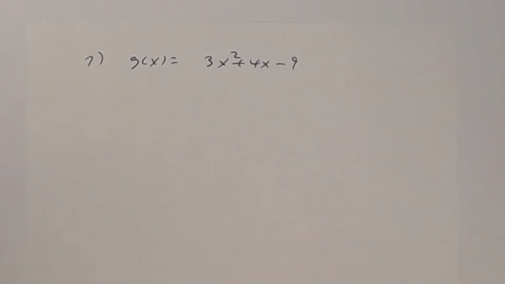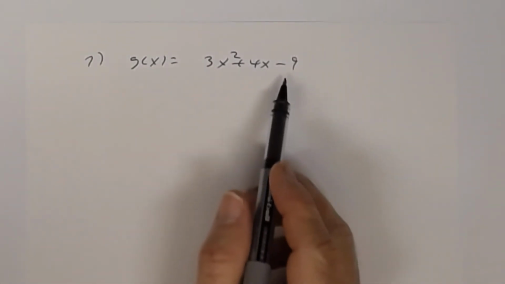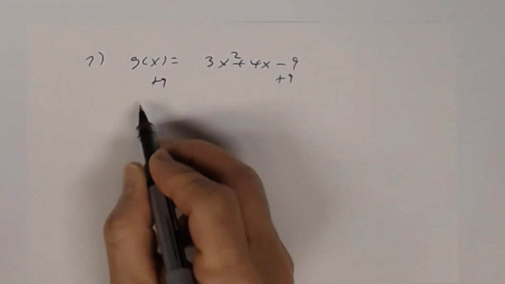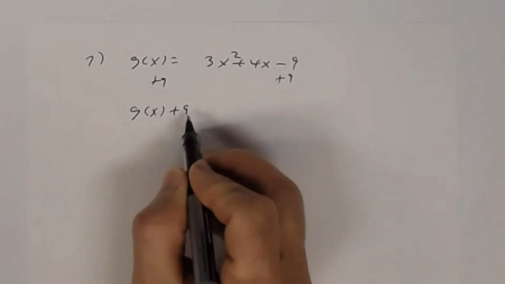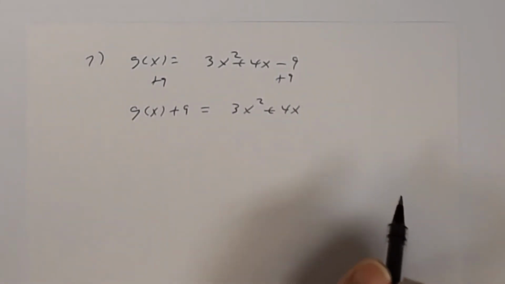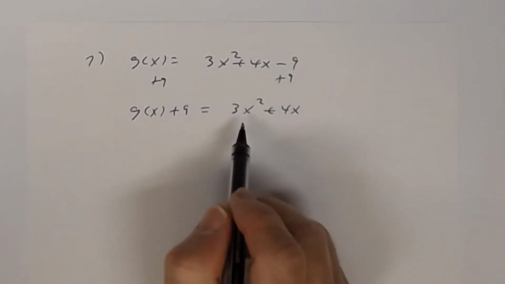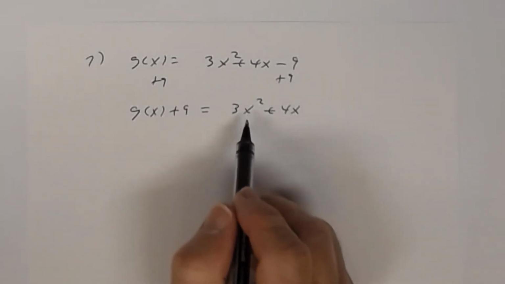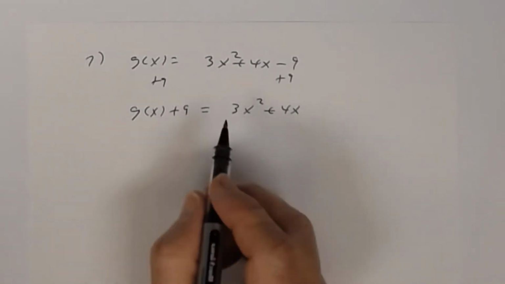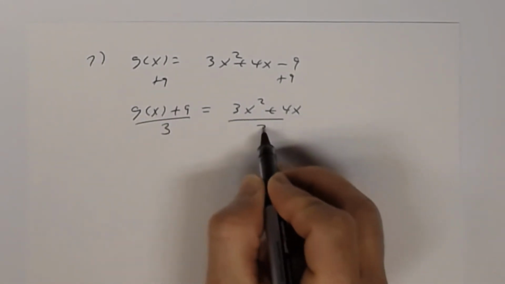All right, and let's go ahead and do this both ways as well. So we're going to go ahead and divide. Well, let's add 9 to both sides. I'm going to add 9 to both sides. And so I get g of x plus 9 equal 3x squared plus 4x, right? Because this is 0. So now, remember, when you're dealing with completing the square, the coefficient of x squared has to be a 1. So let's go ahead and divide both sides by 3 now. Divide both sides by 3.